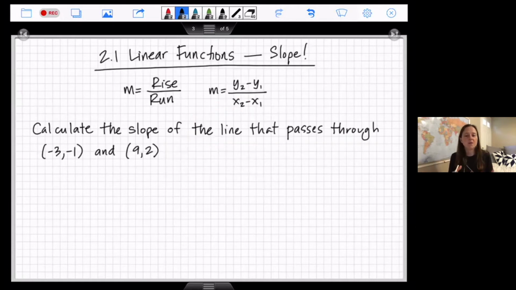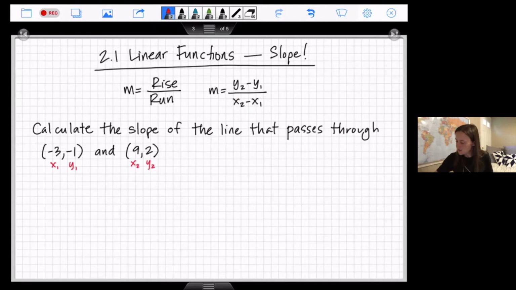Okay, so I copied our two notions of slope here, rise over run, and the formula we just came up with, and now we want to calculate the slope of the line that passes through these 2 points. It doesn't really matter which one you label as x1, y1, and x2, y2. Just don't mix and match your subscripts. Make sure they're in a pair together.